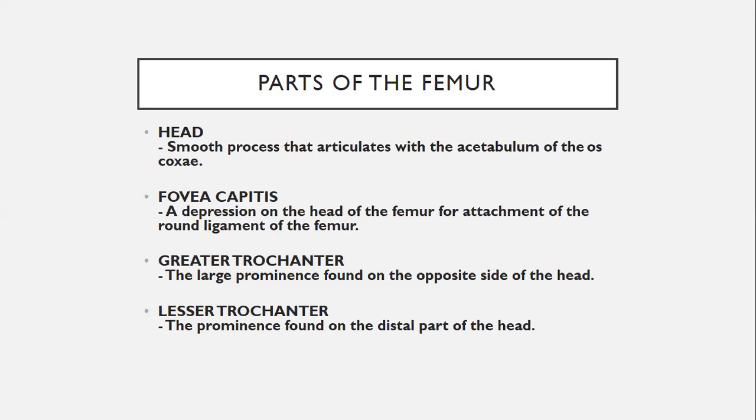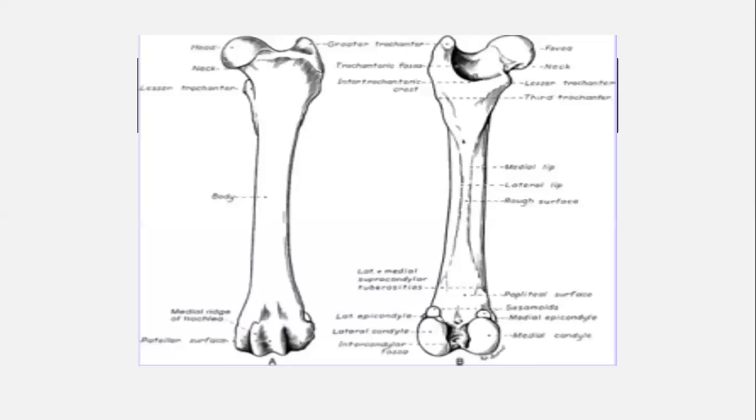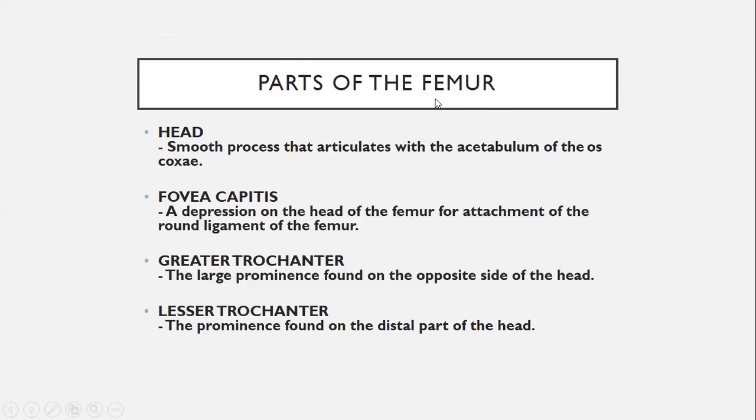And then we have the lesser trochanter, the prominence found on the distal part of the head. So as I've mentioned, you have here the head, also here the head, and this is the greater trochanter, and this is the lesser trochanter. Right below the head, you have the lesser trochanter. You also have a third trochanter, which is just distal to the greater trochanter.